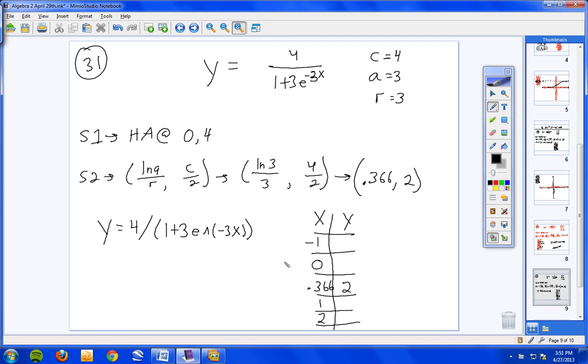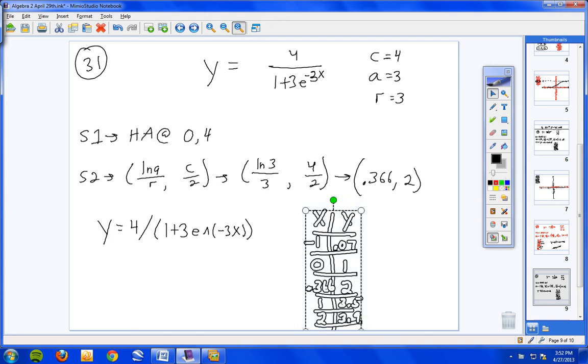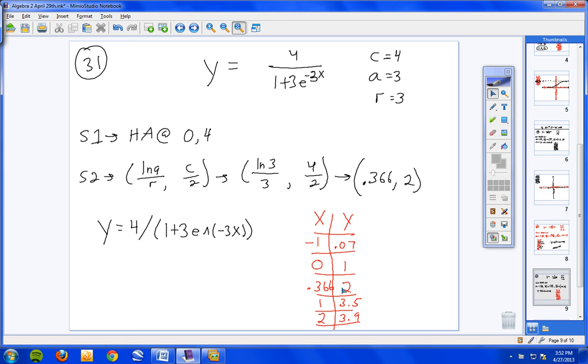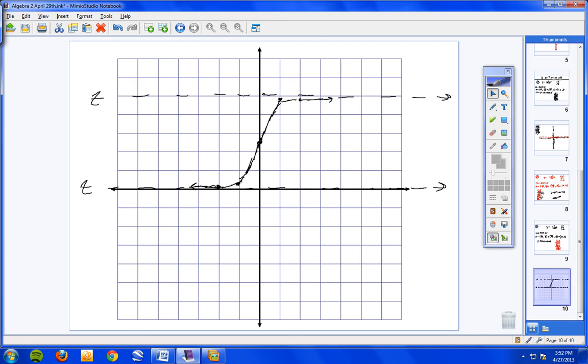Now, if you use different values, again, it's not a big deal. -1 would give you out a 0.06 or 0.07 around in there. 0 would give you out a 1. 1 has an output of 3.5, and 2 has an output of 3.9, almost 4. Okay, so using that table of values right here, I'm going to go ahead and highlight this a little better than what I've done there. Change the color. Okay, taking this table of values, we're going to go ahead now and we're going to graph this function. All right, so here we go.